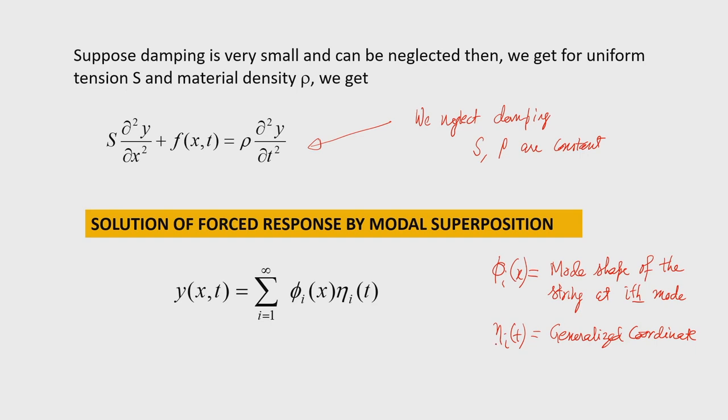Now here you can see, if I expand this, I can write say phi 1 eta 1 plus phi 2 eta 2 plus phi 3 eta 3, like that up to an infinite number of modes. The number of modes is infinite. However, for practical computation, infinite modes cannot be taken. So you have to truncate somewhere.